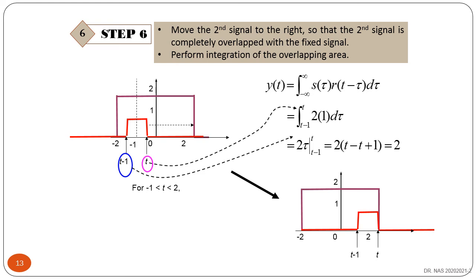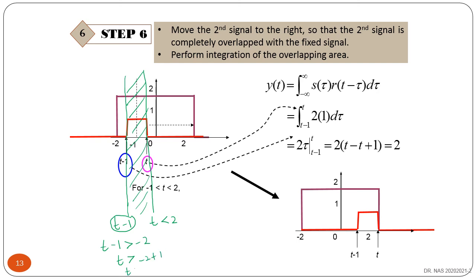Earlier we had the signal just partly overlapped, but in this step you have the second signal completely overlapped with the fixed signal. This is the area in which the two signals are overlapping, from t to t minus 1. So how about the range? Obviously t is less than 2, but t minus 1 is now larger than -2. So t in this case is larger than -2 plus 1, t larger than -1. So that's why you get this range.